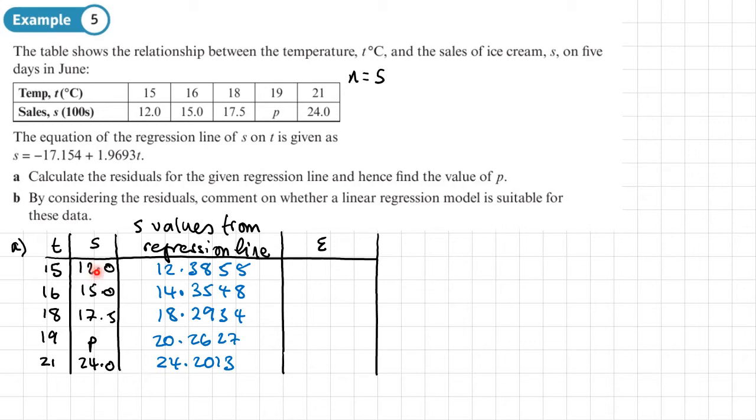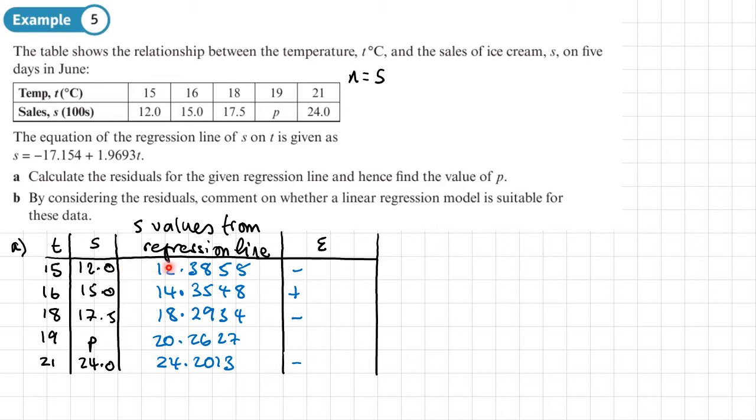If I look at the first one here, 12 is smaller than 12.3, so that means it's below the regression line, so I'm going to have a negative residual. Second one, 15.0, that's above the regression line, so that's going to be a positive. This one here, 17.5, is lower than this, so it's below the regression line, so it's negative. This one I don't know about yet, so I'll leave that blank. But I can work out this one, 24.0, is smaller than this value, so that means it's below the regression line, so that's a negative residual.